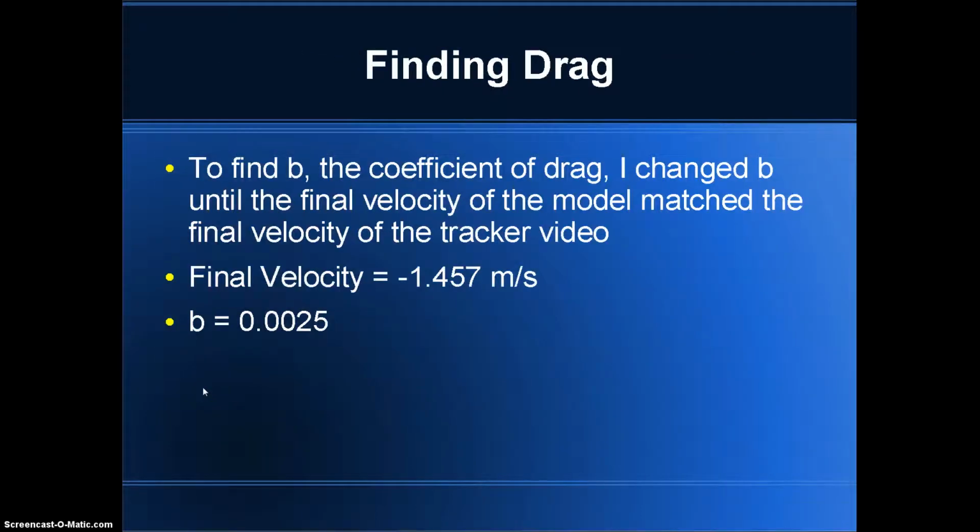To find the drag coefficient, I had to experiment with the code. I changed b until the final velocity of the model matched the final velocity in the Tracker video, with the final velocity equaling negative 1.457 meters per second. After much experimentation, I found b to be equal to 0.0025.